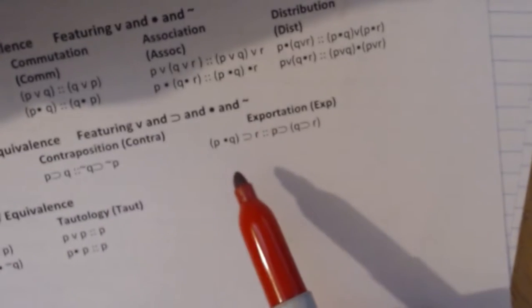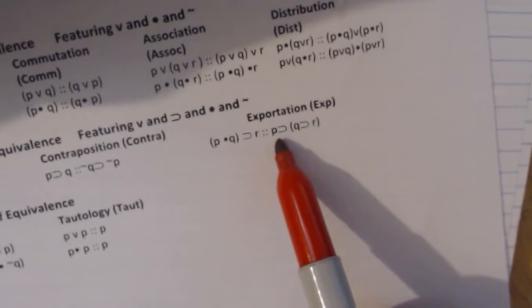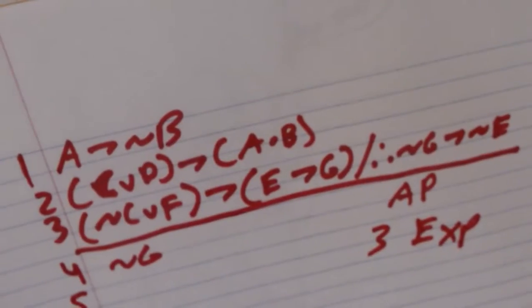So, with the EXP, let me try stabilizing this. See if it'll focus. There we go. If you have an if-then statement there, and then an if-then statement there, so 2 if-then statements, you can convert one of them into an and statement. So, let's go to line 3.